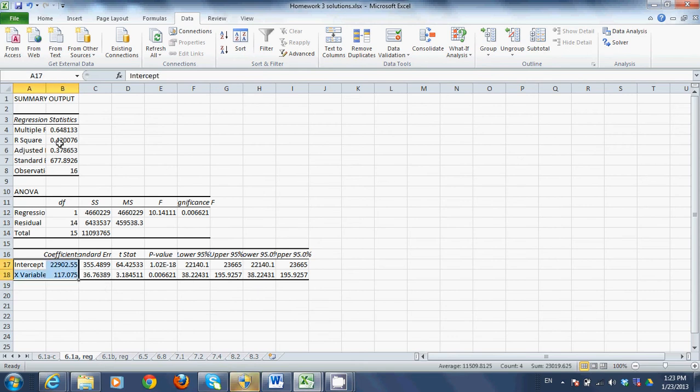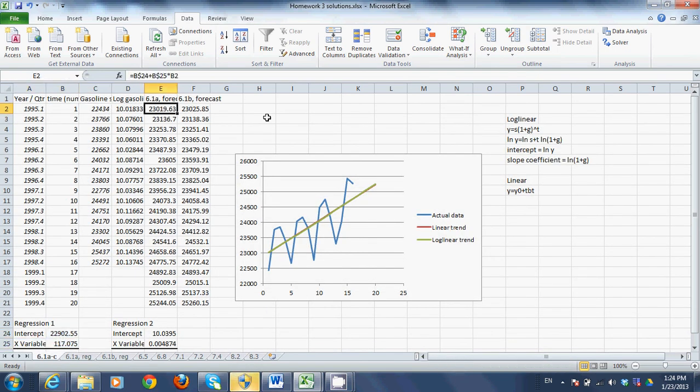That gives us a number of variables, and some are important here. One of them is the r squared is somewhat important, but particularly the intercept and the x variable. Those ones I paste in here because I'm going to use them to construct the linear trend. So that's for 6.1a, and you notice the key is the formulas here, B24 plus B25 times B2. So this is y0, and this is b. At the beginning of the period, if we count this as 1, at period 0 it would have been this, 22,092.55, roughly. That's an estimate. And then in each period we expect it to increase by 117.075. And so we end up with this formula, and then we can drag this down.